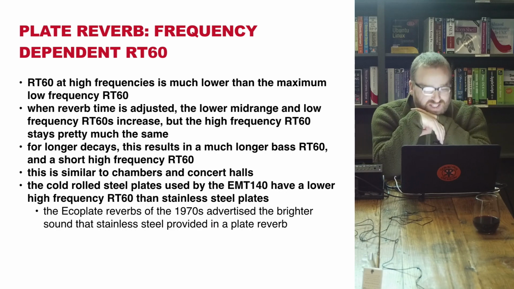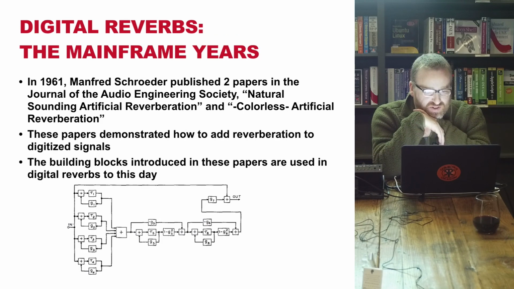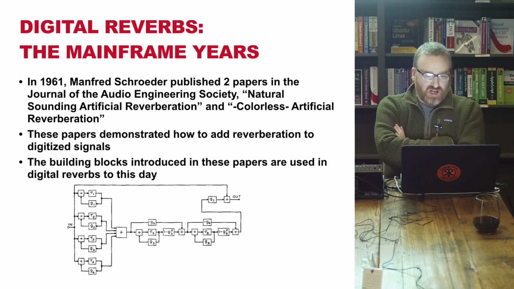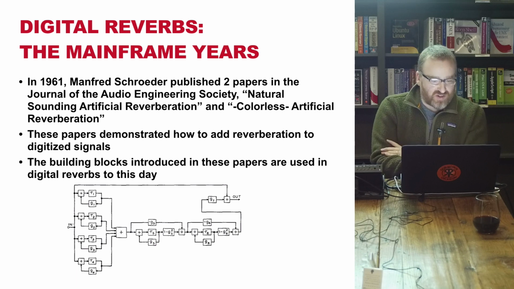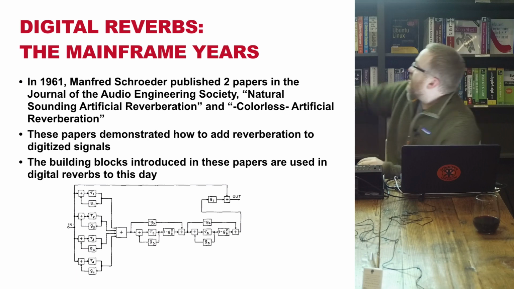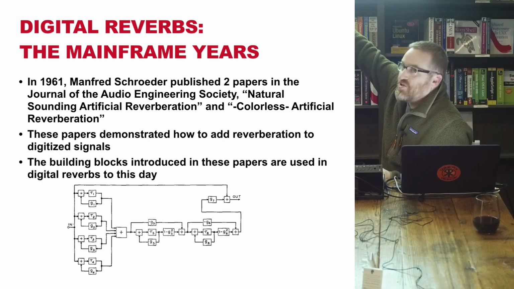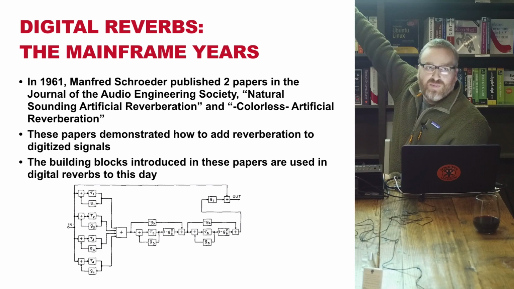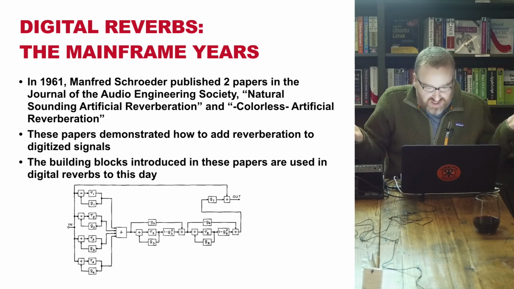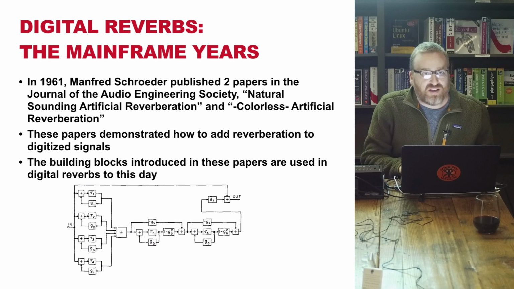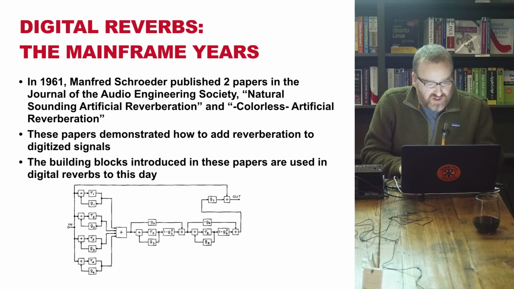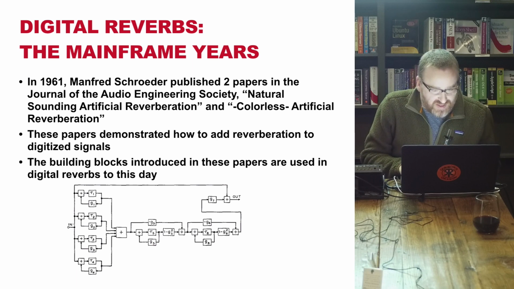All right, now we get into the stuff I like: digital reverbs. I call it the mainframe years, because Manfred Schroeder published a couple of papers in 1961, Natural Sounding Artificial Reverberation and Colorless Artificial Reverberation. They showed how to do it with digitized signals. You can see here the things on the left are comb filters, and on the right is an all-pass filter. We still use these now. I use comb filters, all-pass filters, and delay lines, which is just that little tau signal meaning delaying it, every day when I'm making reverbs.